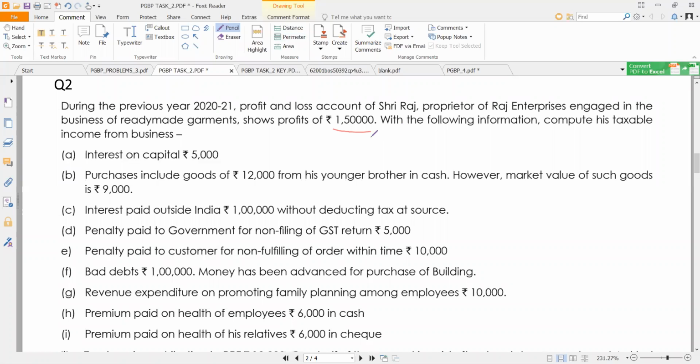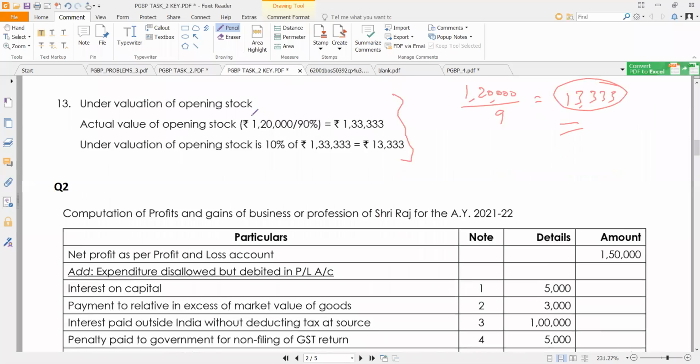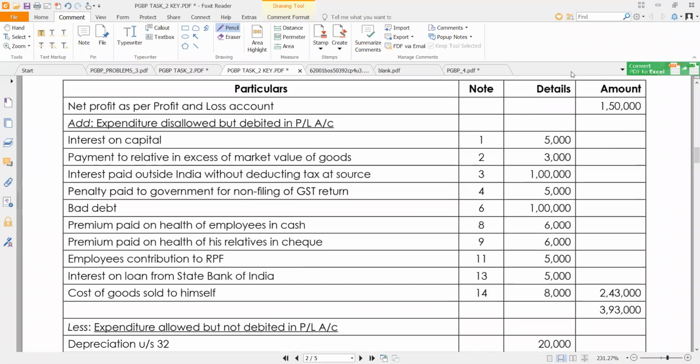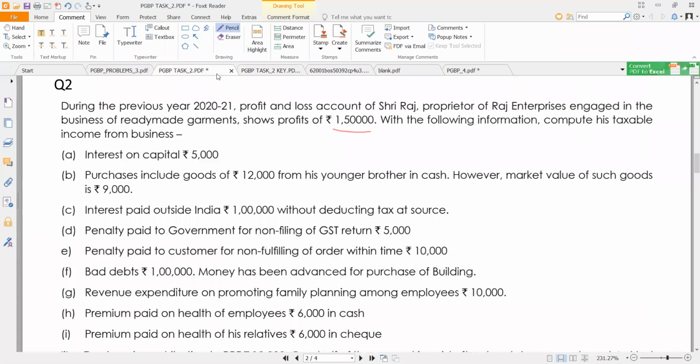But instead of P&L, directly the profits are given and various items of information are given. So obviously, the starting point will be the profit as per the P&L account, which is given as 1,50,000. Then one by one, we need to do the adjustments. What are the adjustments to be done here?